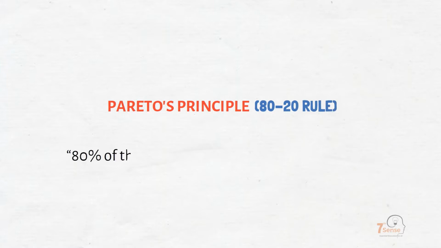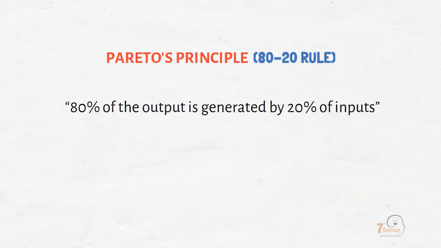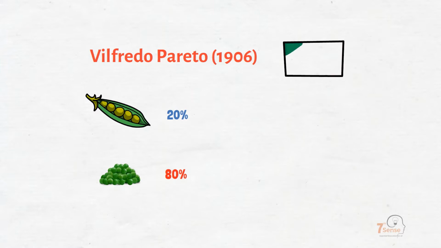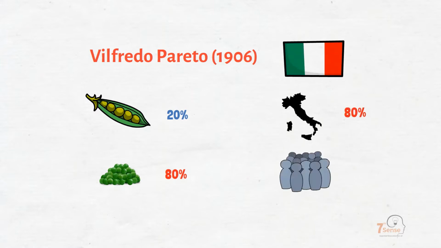This rule states that 80% of the output is generated by 20% of the inputs. Pareto's principle was discovered by an Italian economist, Vilfredo Pareto, in 1906. He noticed in his backyard that 20% of his pea pods generated 80% of good peas. Furthermore, he also observed that in Italy, 80% of the land was owned by just 20% of the population.